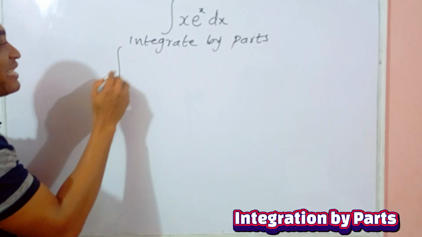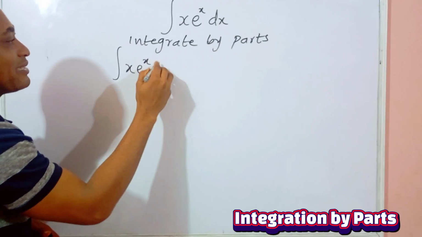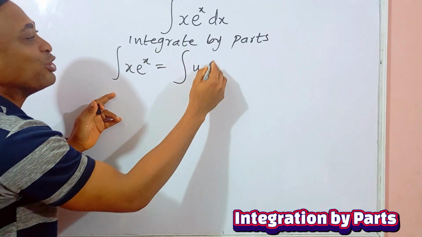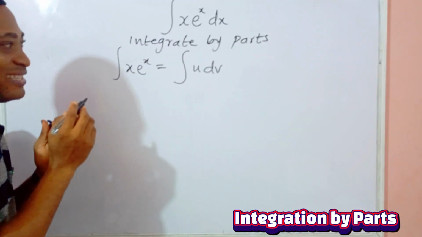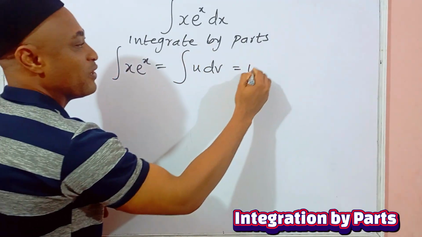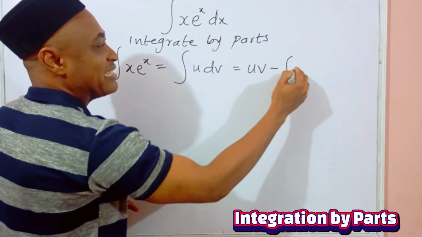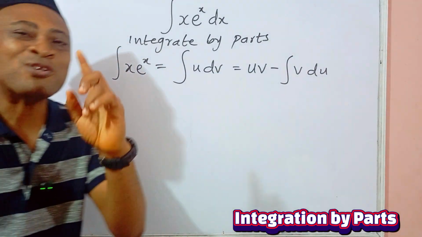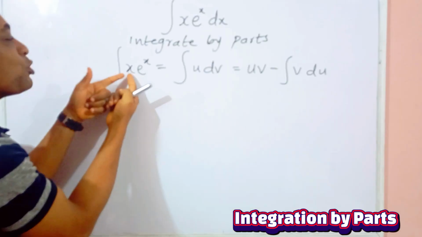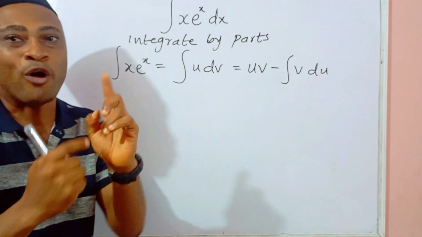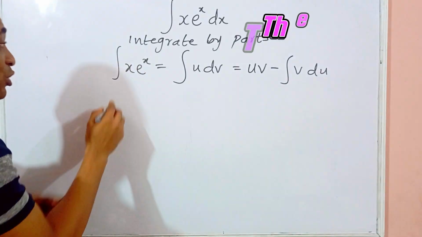Now that means that my integral x e^x, I'm going to change this to become what? Integral of u dv. And the formula for integration by parts is uv minus integral v du. Now please take note, students often ask me, should I just choose my x as my u and the other one as my dv? No, I give you this rule.